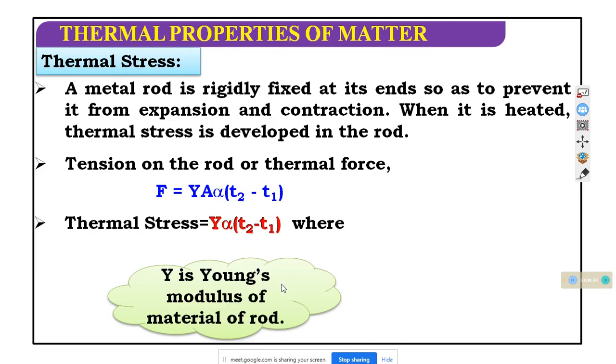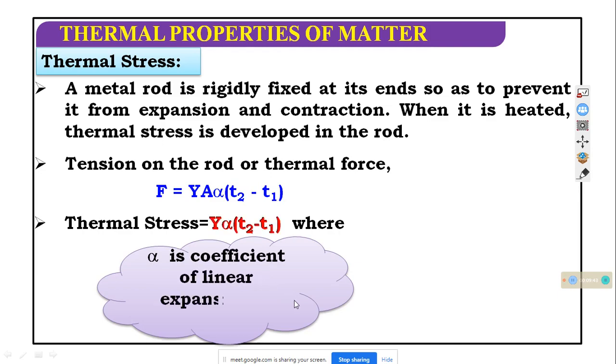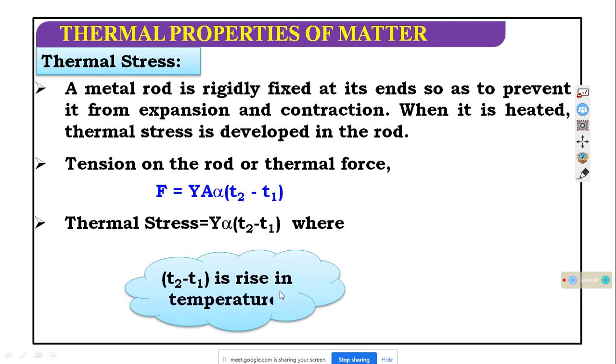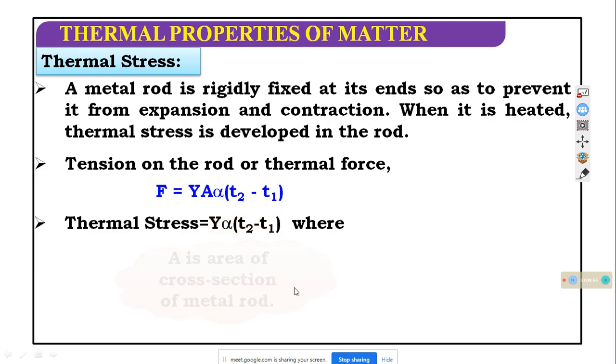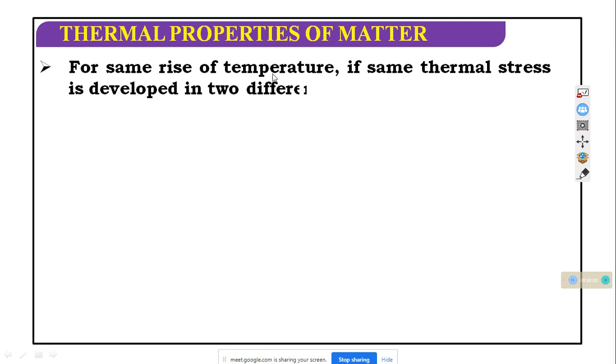Y is the Young's modulus of the material of the rod. Alpha is the coefficient of linear expansion of the rod. T2 minus T1 is the change of temperature. A is the area of cross section of the metal. For the same range of temperature, if the same thermal stress is developed in two different rods, then we can write Y1 alpha 1 equals Y2 alpha 2.